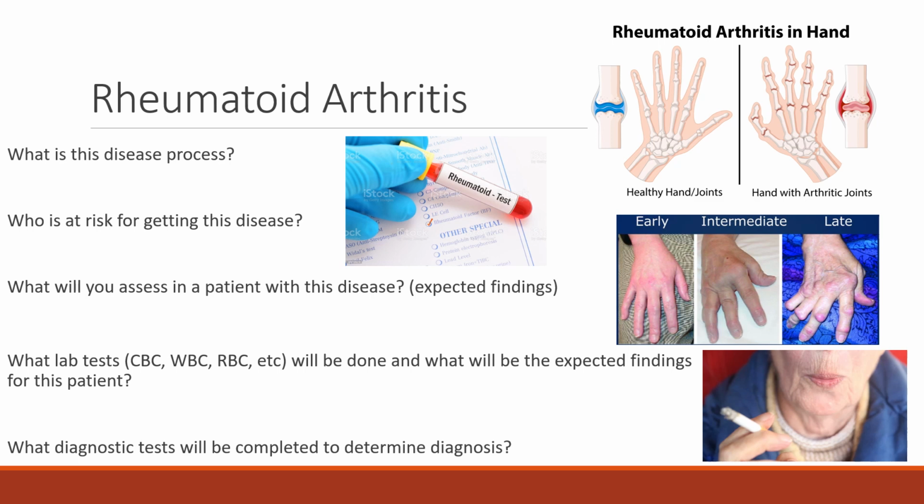So let's look at what labs will be done and what the expected findings will be. With rheumatoid arthritis, there's going to be an increase in your ESR and your CRP, and they're going to be positive for the rheumatoid factor. An ANA titer will be done, and a white blood cell increase can occur. The only real test that they can do is an arthrocentesis, where they do a needle aspiration of the synovial fluid to test it. And the x-ray can determine the amount of joint destruction.